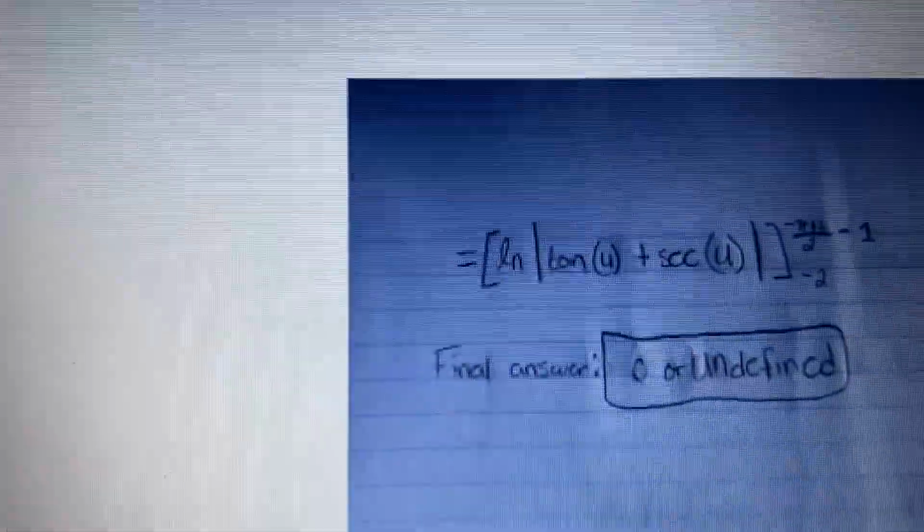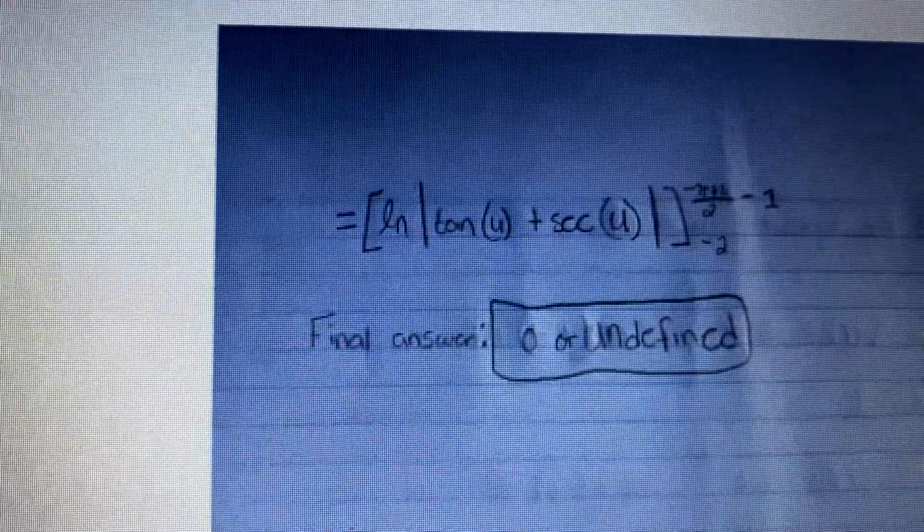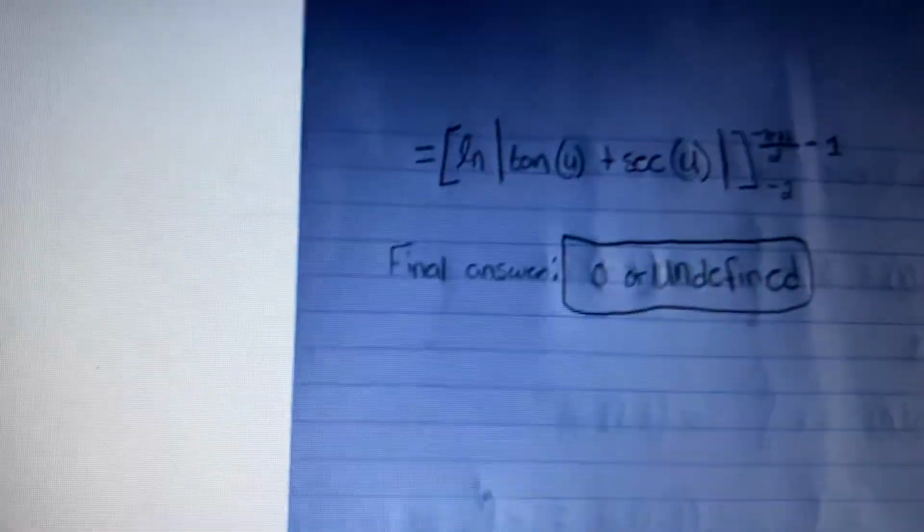Close brackets, you have ln|tan u plus secant u|. On the outside, you have negative pi plus 2 over 2 minus 1 and negative 2 at the bottom. And your final answer will be 0 or undefined.